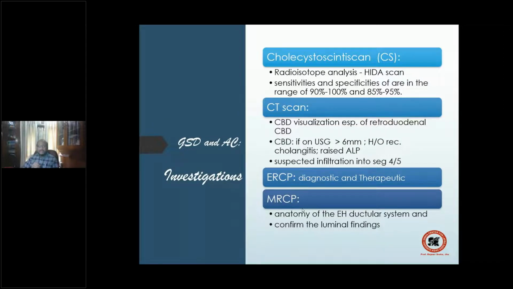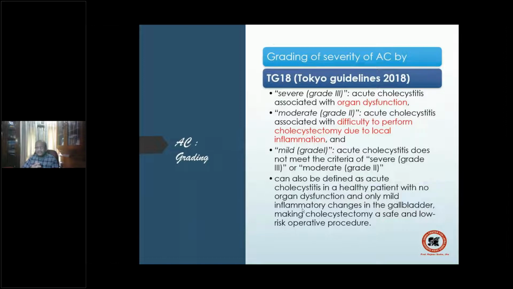Now, coming to grading, which is an important thing, and you have to grade acute cholecystitis. Why do you want to grade acute cholecystitis? Because that gives you an indication of severity. And why do you want to know the severity? Because that is a pointer towards the management of acute cholecystitis. So for that, the Tokyo guidelines of 2018 are followed universally, and let's start with grade 3, grade 2, and grade 1. Why reverse? Because it becomes apparent as we go forward.